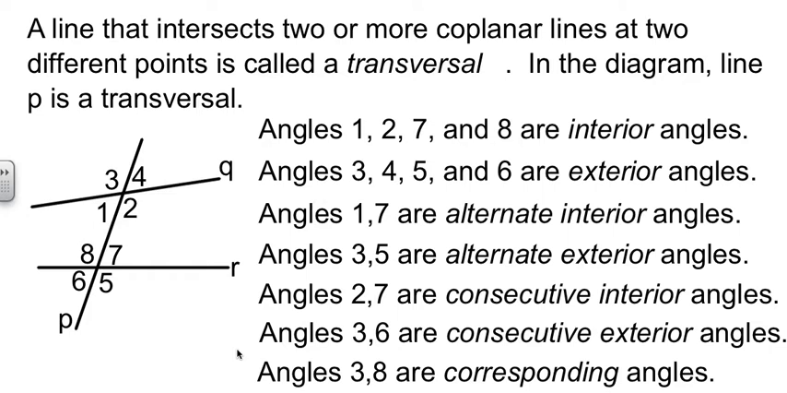2 and 5 would also be corresponding, because 2 is in the bottom right of its intersection. 5 is in the bottom right of its intersection. So that's corresponding angles when they're in the same basic place.